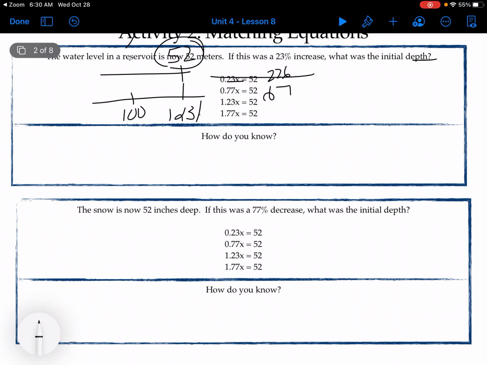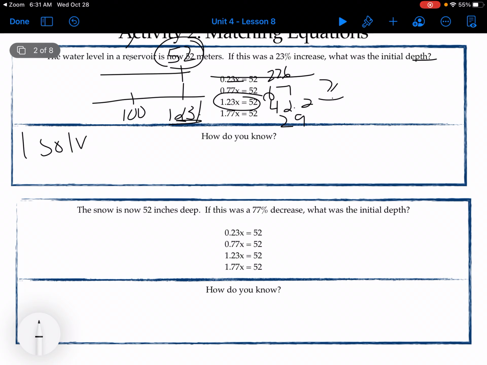52 divided by 1.23. I get 42.2. Okay, that seems a little more reasonable. So I'm thinking it's going to be that one. So let's try 52 divided by 1.77. I get 29. Well, that's only half as much, and this only increased by 23%. So I'm going with 1.23 times the initial depth equals 52. So how do I know?